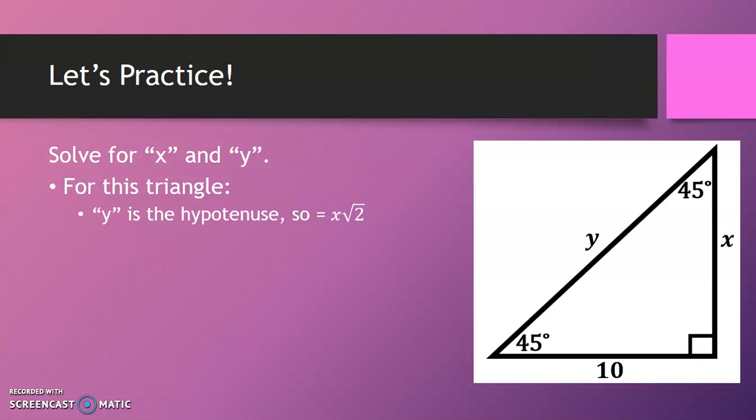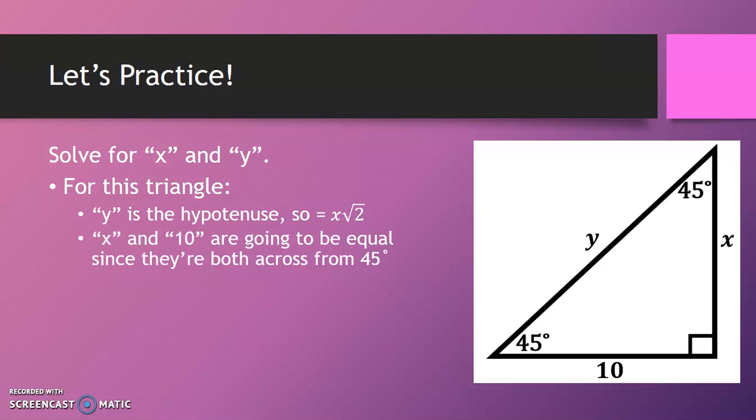So y is that hypotenuse, which is going to be represented by that side x radical 2. X and 10 are going to be equal because they're both across from the 45-degree angles. So we should already know that x is going to be equal to 10, so really we just need to solve for y. Because x is 10 and y is going to be x times the square root of 2, we just plug 10 in for that x, and so y is going to be 10 radical 2.